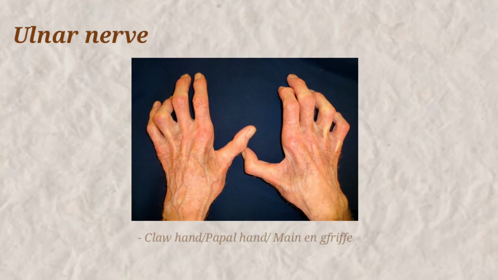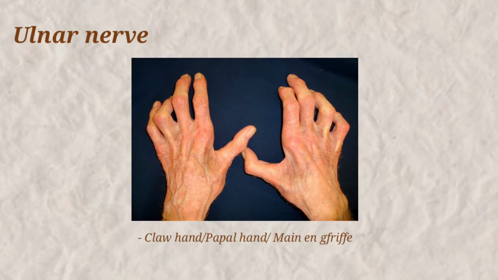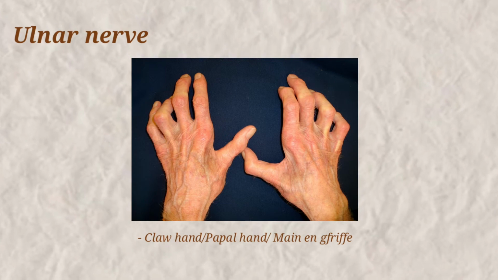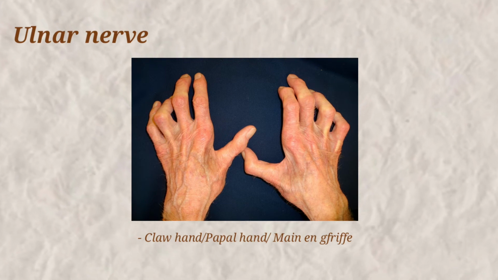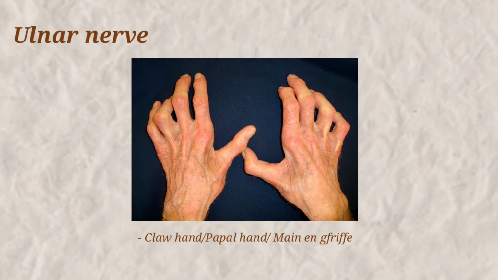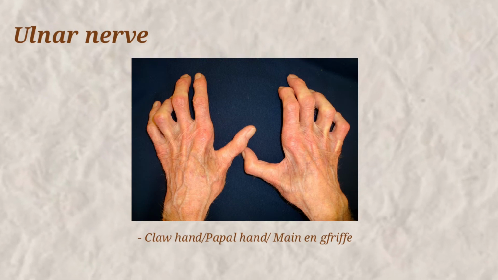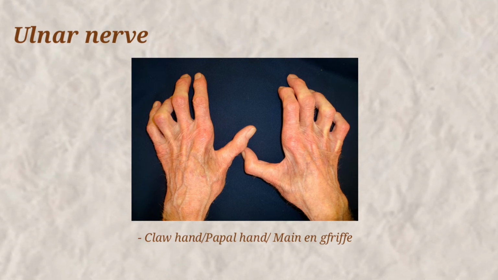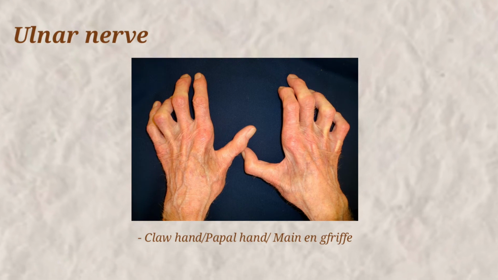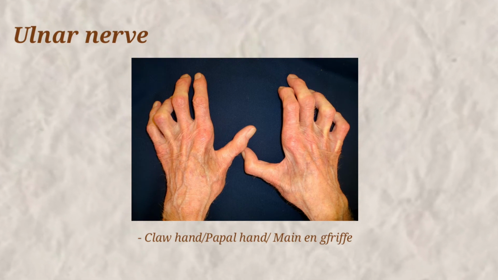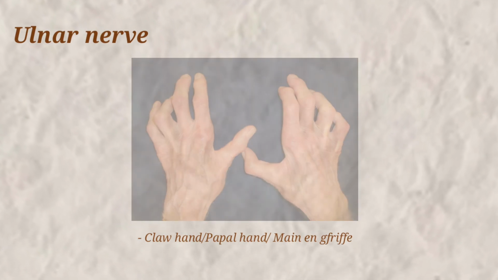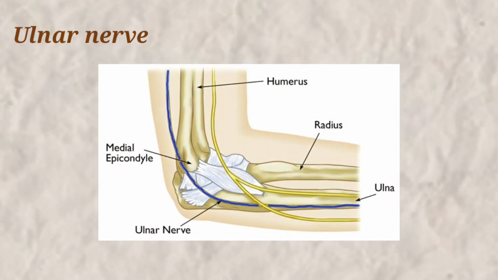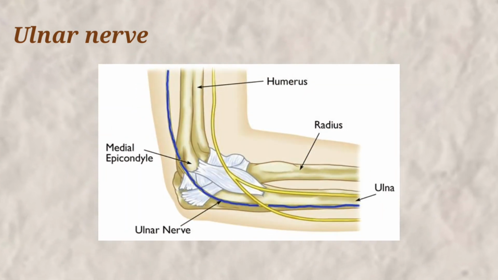Another clinical picture that would present following ulnar nerve injury is when the metacarpophalangeal joints are hyperextended, most prominently in the fourth and fifth fingers, while the interphalangeal joints are flexed. The hand assumes a claw hand, papal hand, or main-en-griffe, with the clawing most prominent on the ulnar aspect. Unlike median nerve injuries, lesions of the ulnar nerve leave a relatively efficient hand.